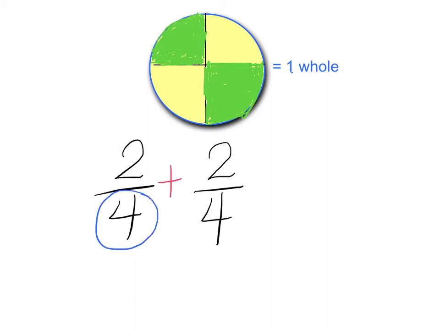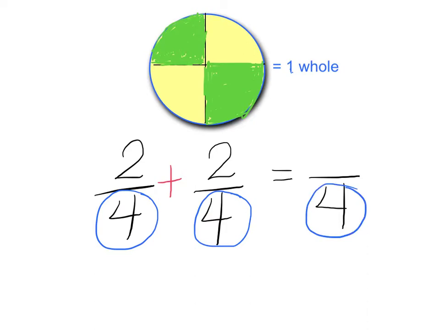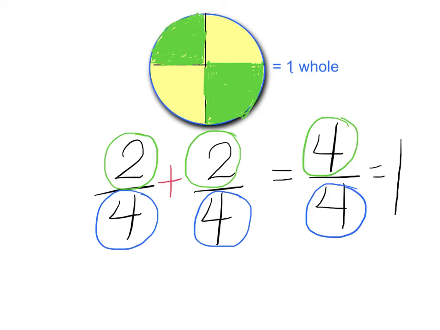They also have the same denominator, which means that when I bring my sum over, my denominator will remain a 4, and now I can add my numerators. 2 plus 2, which is 4, is my numerator, and we all know that 4 over 4, or 4/4, is equal to 1 whole. I can add these fractions together because they both have the same denominator. They both are covering the same amount of space on the whole.